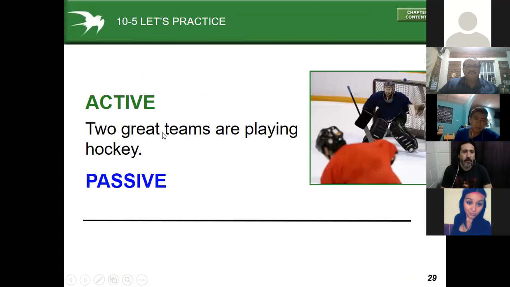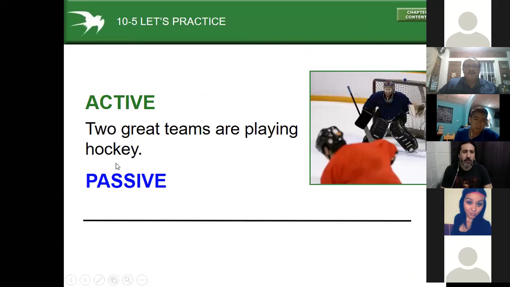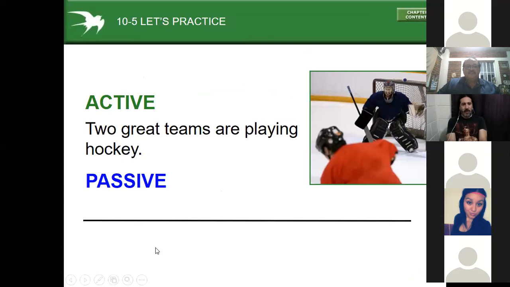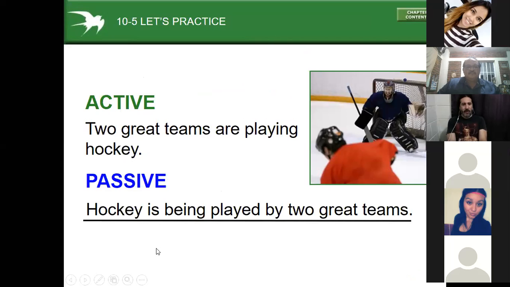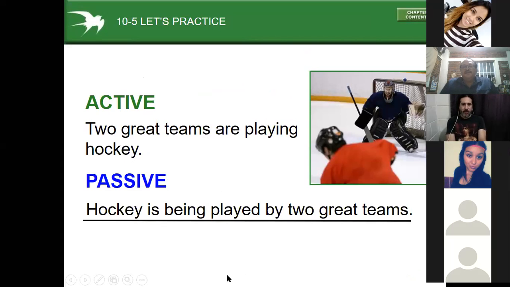Okay. Two great teams are playing hockey. What will be the passive? Hockey is being played by two great teams. The great teams are playing hockey. Hockey is being played by two great teams. Okay, everybody, right? This is just a matter of practice, right? I will share with you.